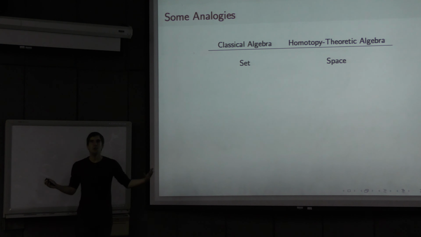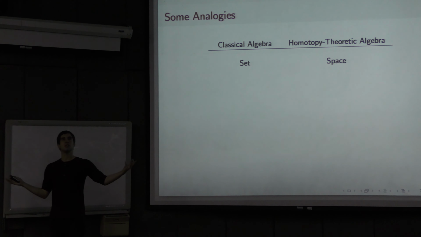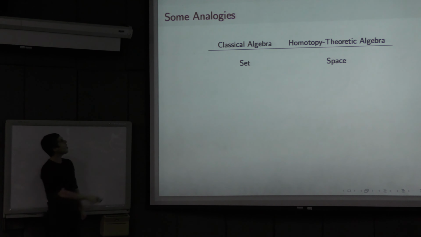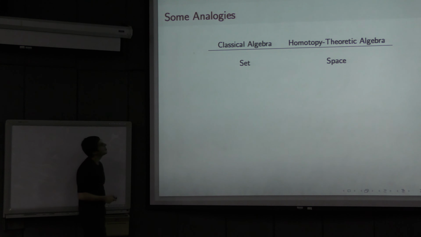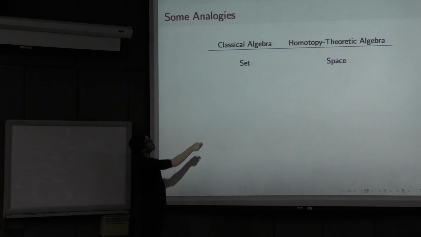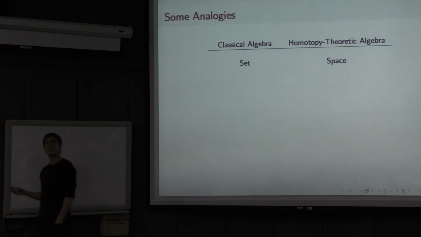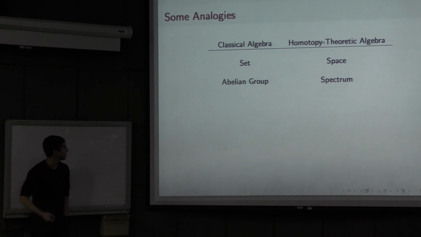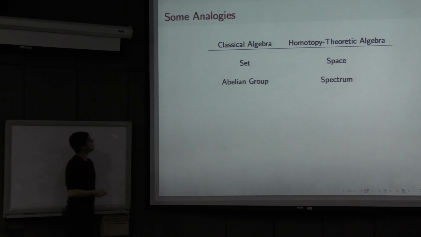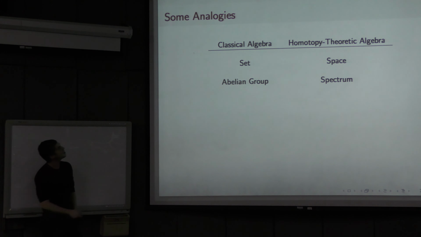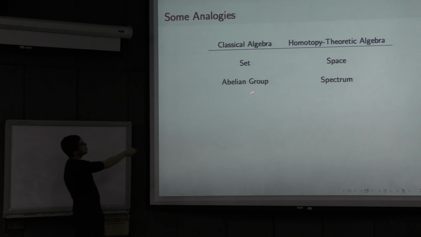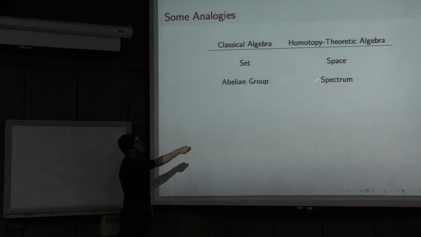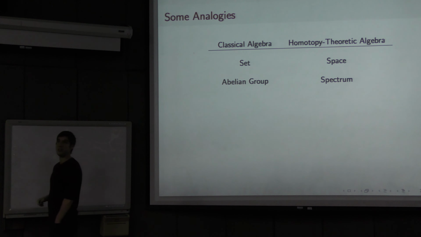So first, in algebra, we can study situations where we have no algebraic structure at all. That is a situation where we're just talking about sets. And I want to think of the homotopy theoretic analog of just having a set as just having a topological space. And in classical algebra, one of the most important structures that we study is the theory of abelian groups. And I want to think of the analog of an abelian group in the setting of homotopy theory to be a spectrum or a cohomology theory.